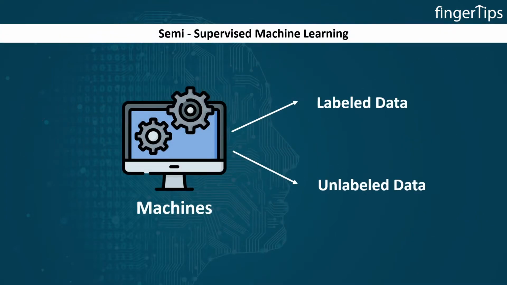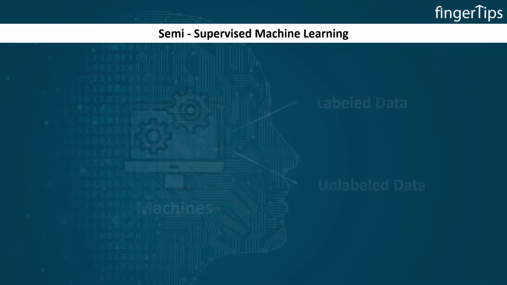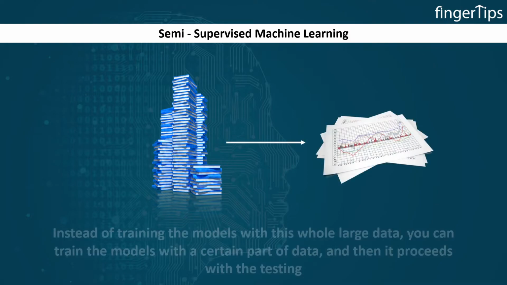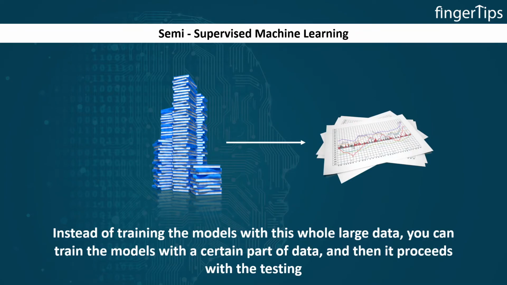Coming to the next type of learning, that is semi-supervised learning. In this type of learning, the machines are trained on both labeled and unlabeled data sets. The working of semi-supervised learning is quite simple. Suppose you have got a large set of data. Now, instead of training the models with this whole large data, what you can do is train the models with a certain part of data and then it proceeds with the testing.